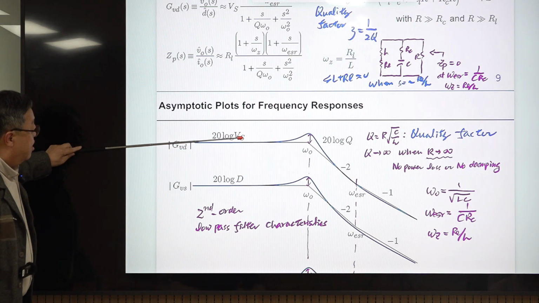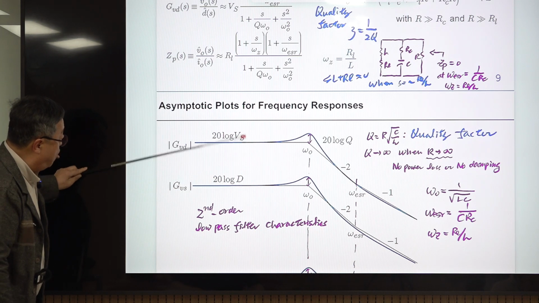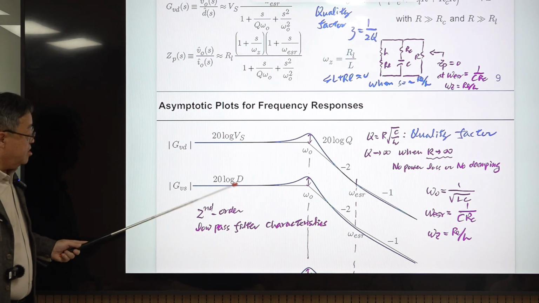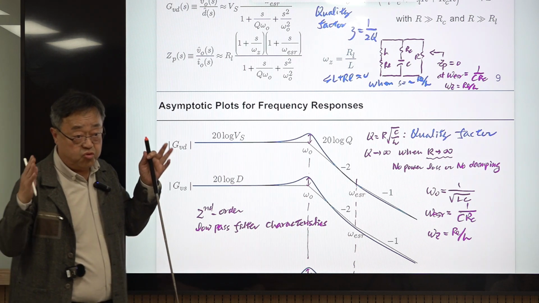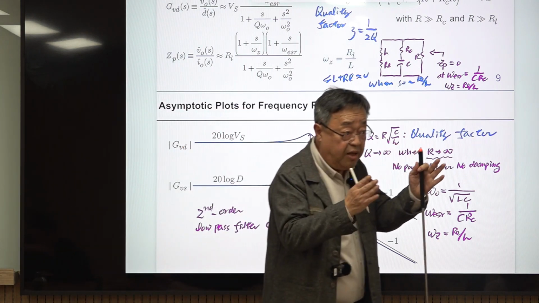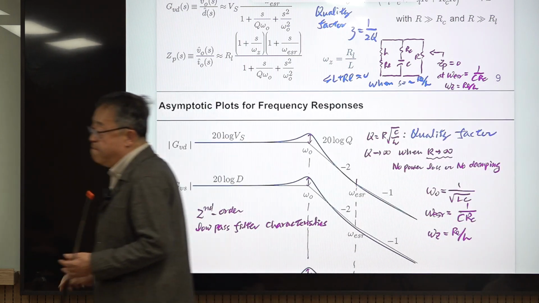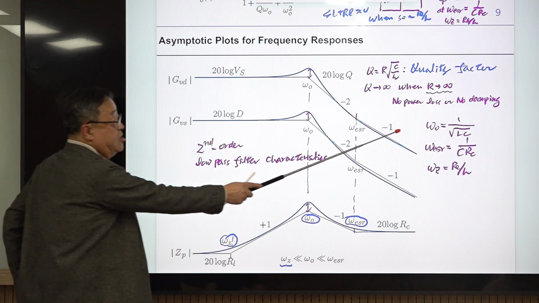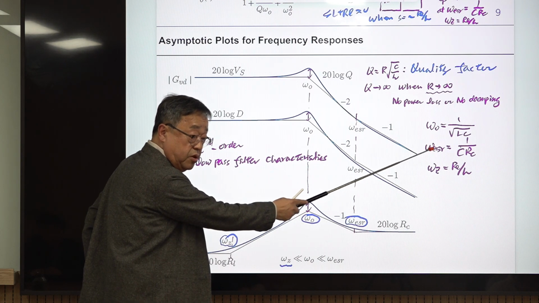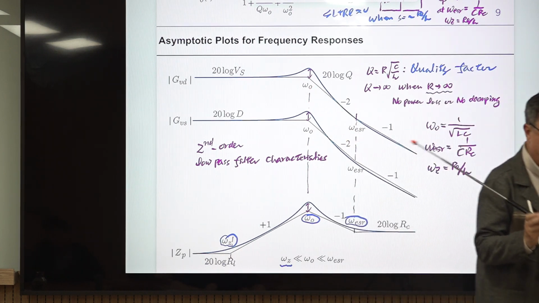So GVD, we have this, and this GVS is coming below this. Why? This one is less than 1. D is ratio of on time to the switching period. Maximum value is 1, minimum value 0. So it is smaller than 0 dB. And we have the corner frequencies. This is not resonant frequency. Don't call it resonant frequency. Resonant frequency is something else. This is simply double pole frequency.